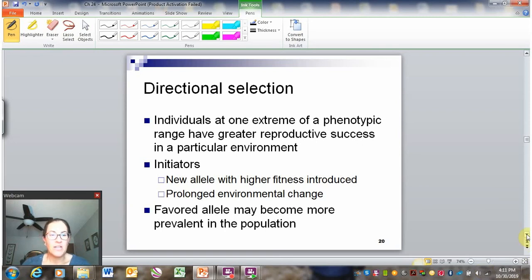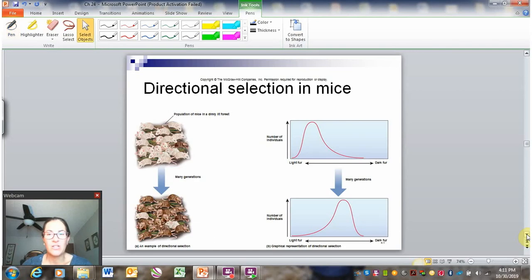The patterns of selection are oftentimes well understood when we can look at a graphic representation. So we can take a look at directional selection in mice here. This is our starting population, before selection, and this is after selection. Our starting population has mostly light-furred mice, and we can see the image here. There's mostly light-furred with some dark ones, okay?